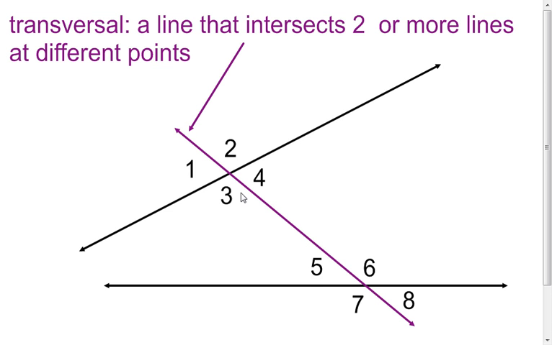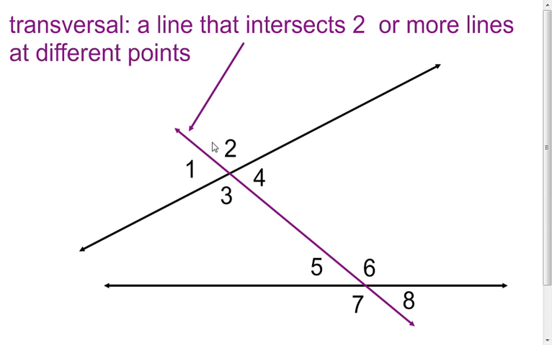This is referred to as a transversal because it's a line that intersects two lines. In this case, it could intersect more than two lines at two different points. One point here, one point here. And like I said before, that transversal is going to create angles. So it creates, in this case, 8 different angles. And we're going to look at different angle pairs created by that transversal and those two lines.